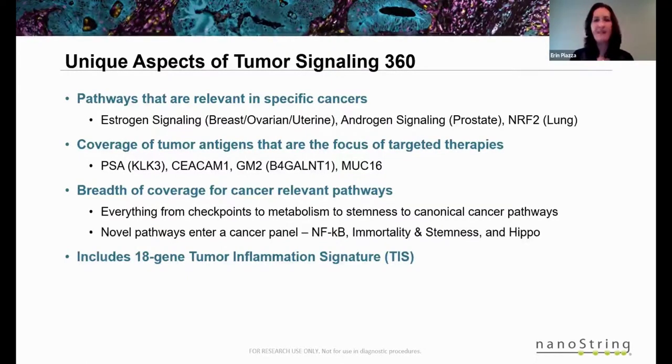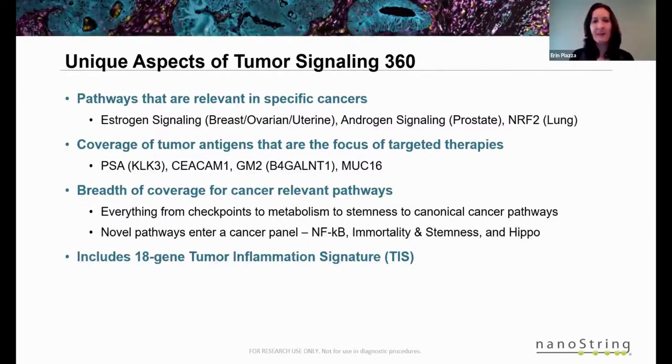We also have a very comprehensive breadth of coverage for cancer-relevant pathways. This includes everything from checkpoints to metabolism to stemness and canonical cancer pathways. And then we also added some novel pathways, at least for us, in our oncology panels. Pathways like NF-kappa B, immortality and stemness, and the Hippo pathway, which is a novel pathway investigated by many people for its method of integrating both cell size, cell cycle, and the tumor microenvironment.